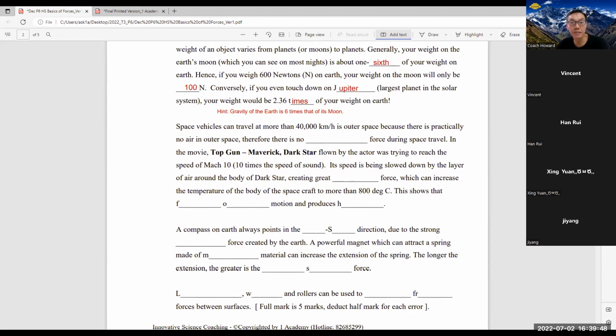Okay, space vehicle means space vehicle, you know. They can travel at more than 40,000 kilometers per hour in outer space. The typo here, this one is in outer space, because there is practically no air in outer space. Therefore, there's no frictional force.